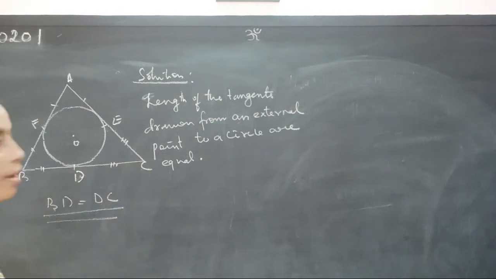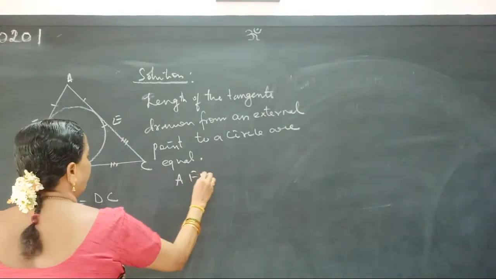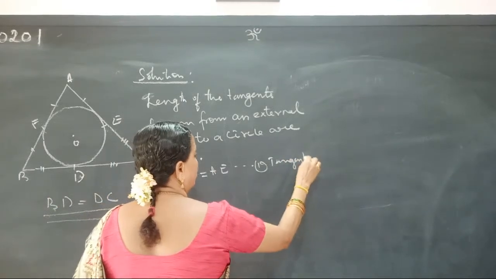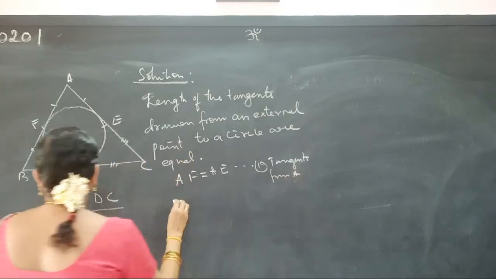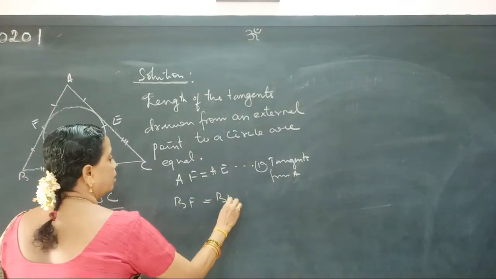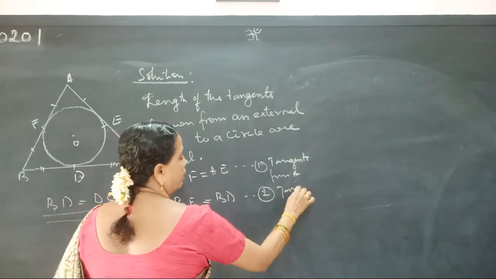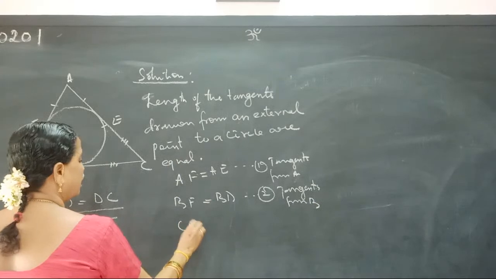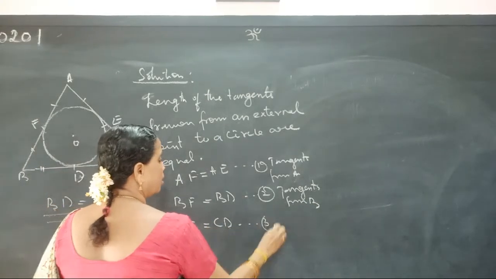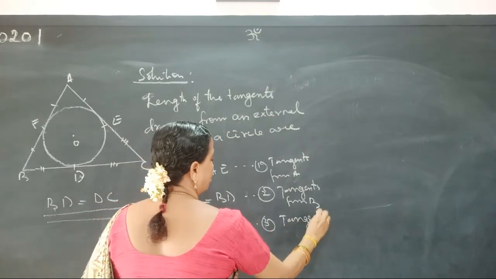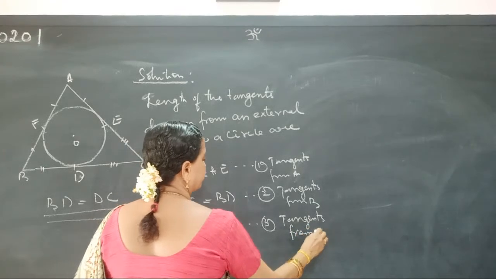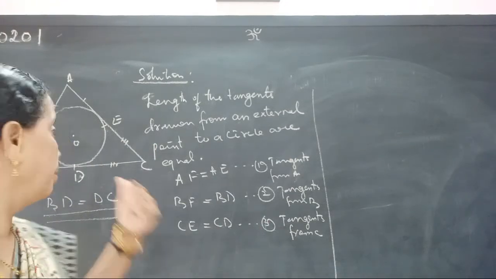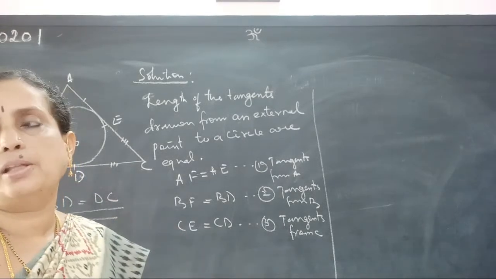So using this statement, we have the pairs of tangents. They are AF equals AE, result 1, tangents from A. BF equals BD, result 2, tangents from B. CE equals CD, result 3, tangents from C. Okay, this is the key result we require to show BD is equal to CD, that is, it is bisected at the point of contact.